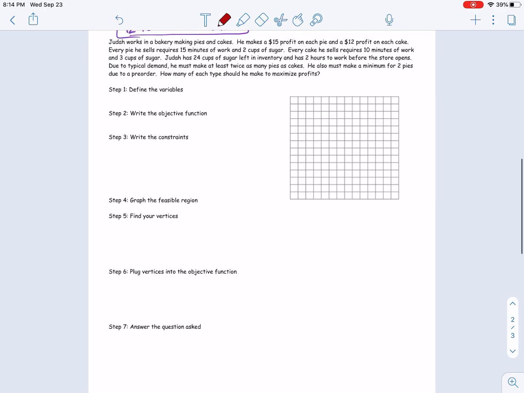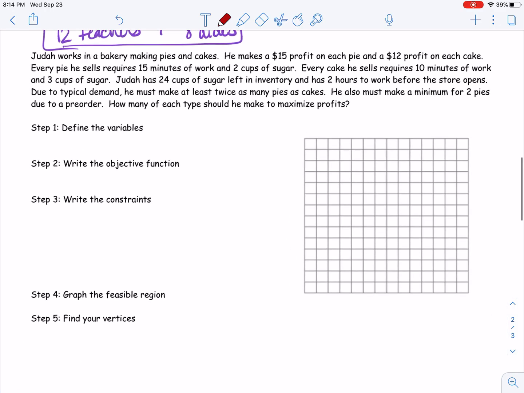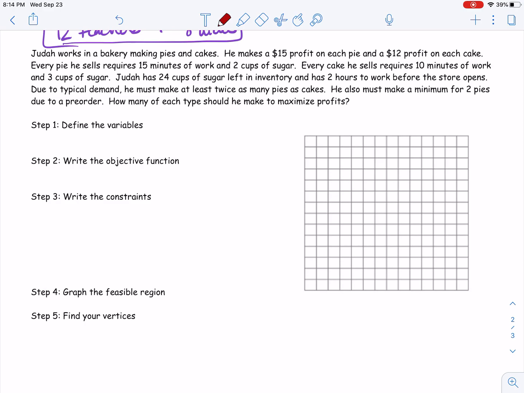All right. Judah works in a bakery and is making pies and cakes. He makes a $15 profit on each pie and a $12 profit on each cake. Every pie he sells requires 15 minutes of work and 2 cups of sugar. Every cake he sells requires 10 minutes of work and 3 cups of sugar. Judah has 24 cups of sugar left in inventory and has 2 hours to work before the store opens.